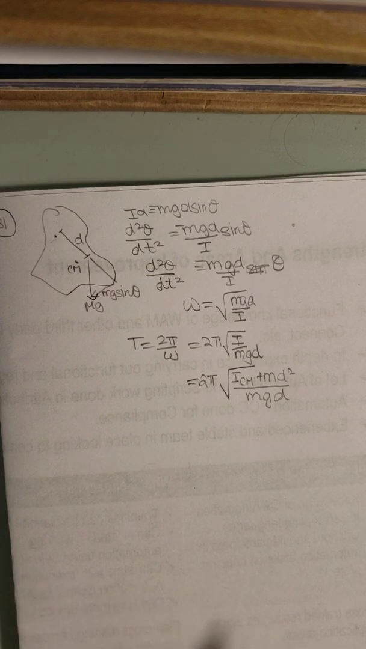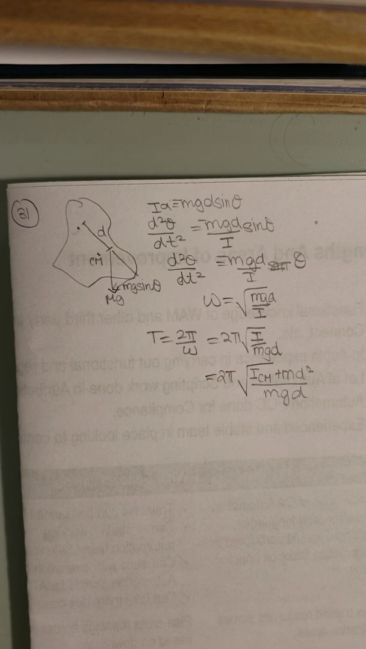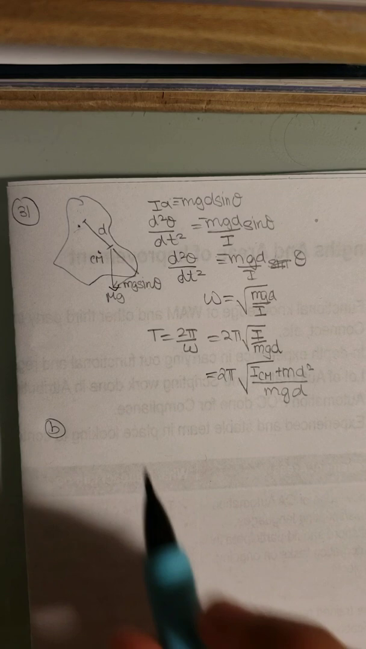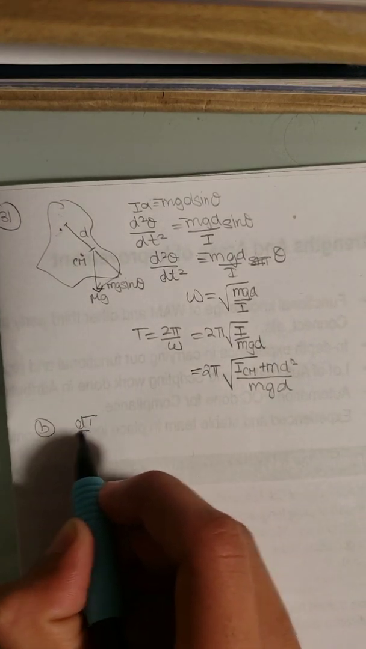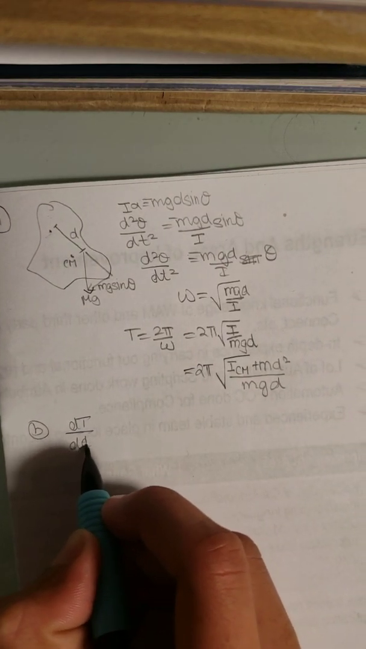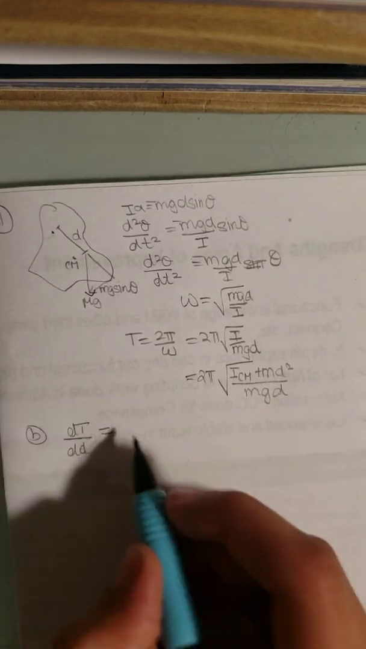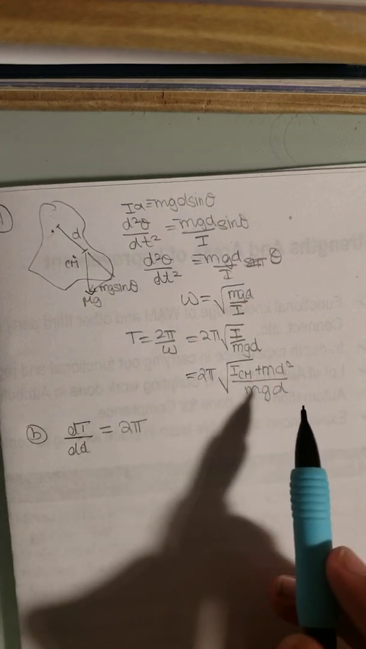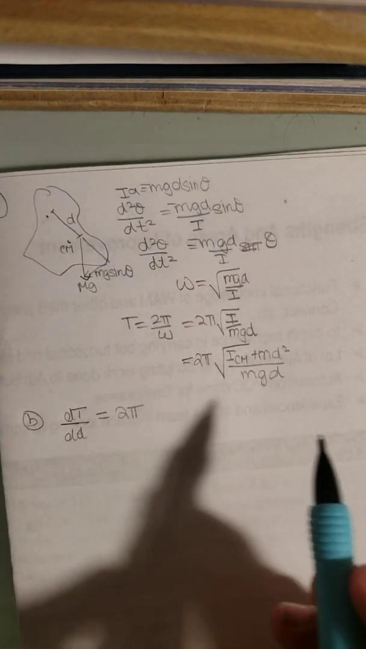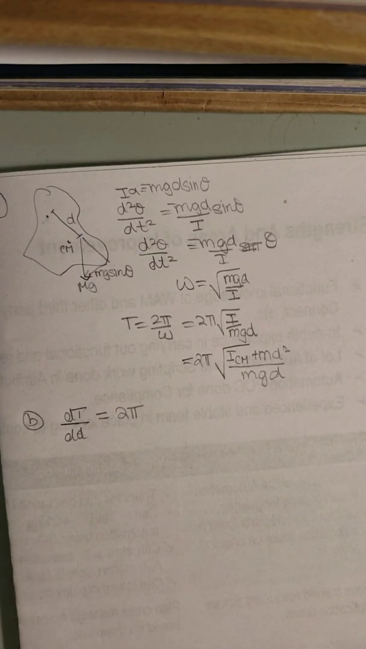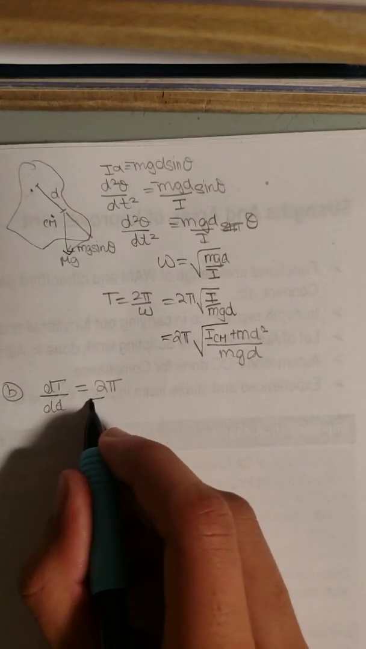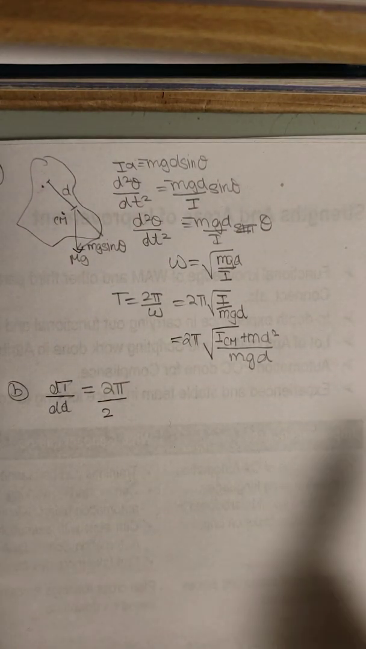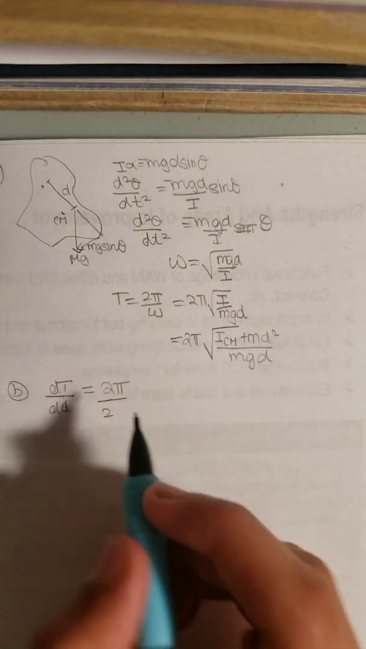So whenever we're solving minimum and maximum problems, it's basically telling us to find where the derivative is equal to 0. So we'll first find dT over dD, which would be 2 pi. Now we'll take this entire square root to the denominator, so this is ICM plus md squared divided by mgd to the 1/2 power, so that 1/2 would become a 2 in the denominator, and that 1/2 would then turn to negative 1/2. So we write this down here.